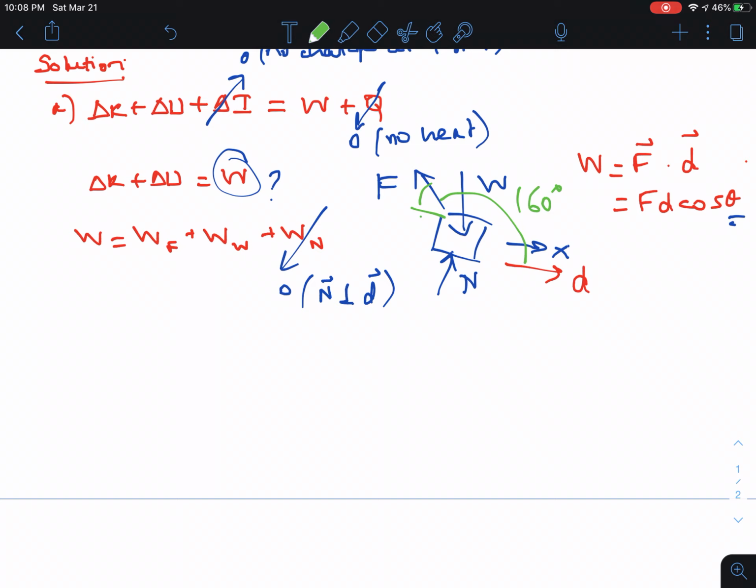What about the weight force? The angle between the weight force and the displacement is not 90 degrees, so it is actually doing work. But remember, we need to make a choice. Do we want to keep the change in potential energy term, or do we want to ignore that and then keep the work done by the weight force? You cannot keep both of them. That means double counting, and you will get a wrong answer.